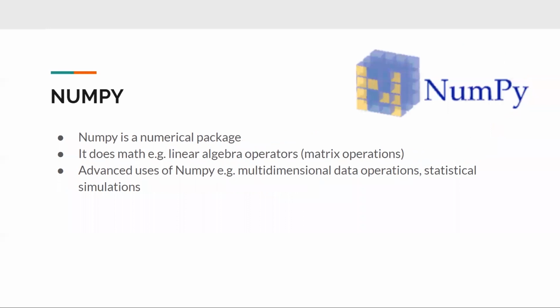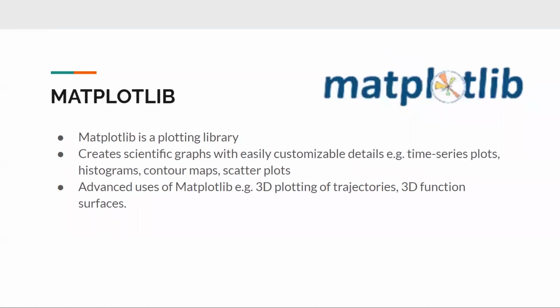There are lots of libraries in Python. One example is NumPy. NumPy is quite often used by people. Why? Because it does mathematical operations. If you are working with math, you are using NumPy. People also use NumPy for accessing files and doing more advanced things, for example, multidimensional data operations and statistical simulations.